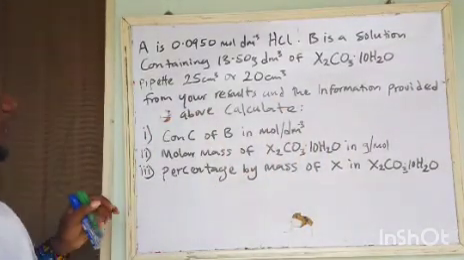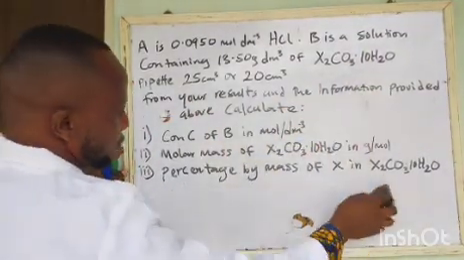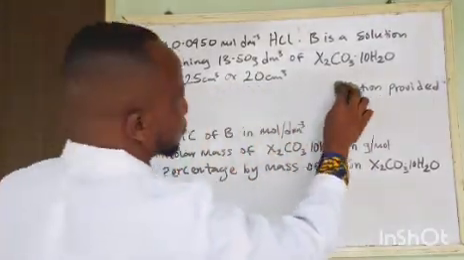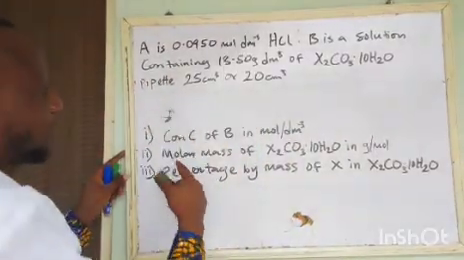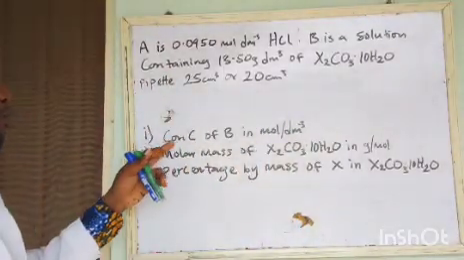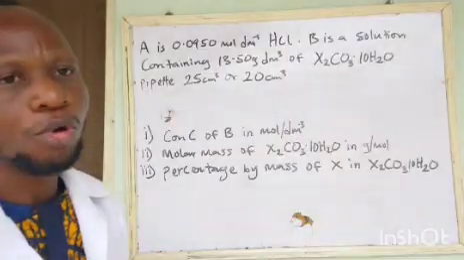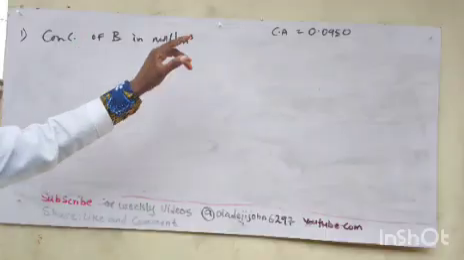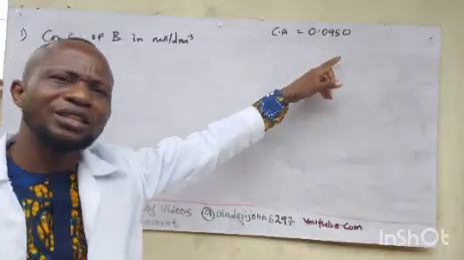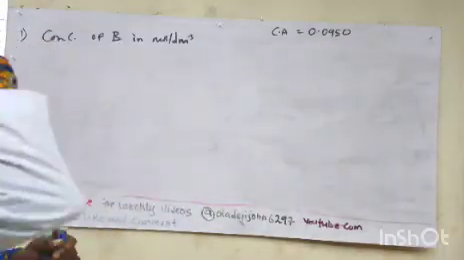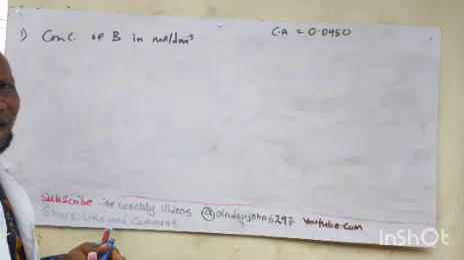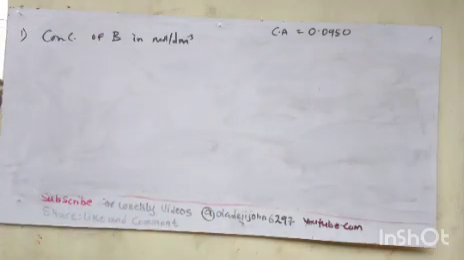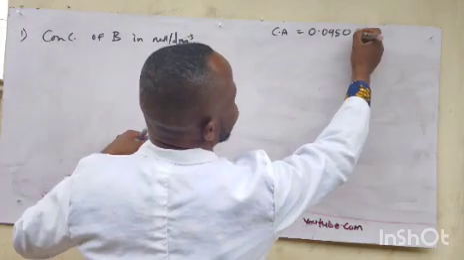So from question 1, let's calculate first the concentration of B in mole per dm cube. Concentration of B. Now, before this, let's look at the information provided from the question earlier on. We have concentration of acid to be 0.0950. Don't forget the unit, that it is mole per dm cube.